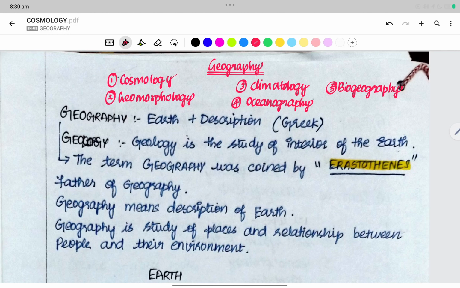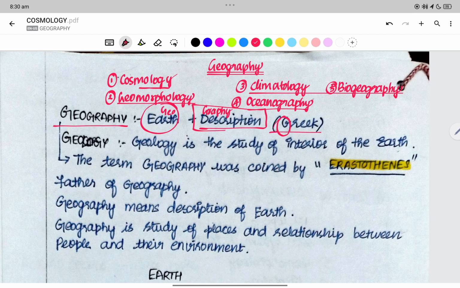When we are looking into geography, first we have to look into cosmology and Earth, that is latitudes, longitudes. Then we go for geomorphology and climatology, oceanography and biogeography. First, geography means geo plus graphy. Geo means earth and graphy is nothing but a description. So a description of the earth is what we call geography, and it is derived from the Greek.